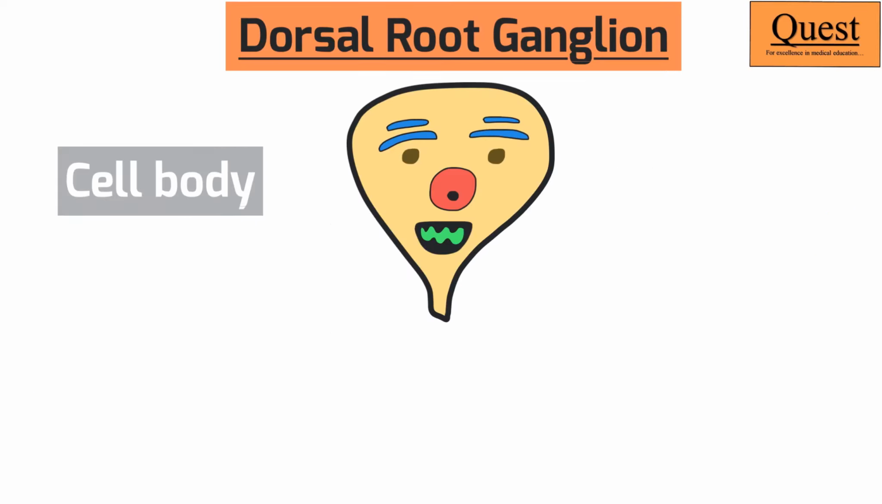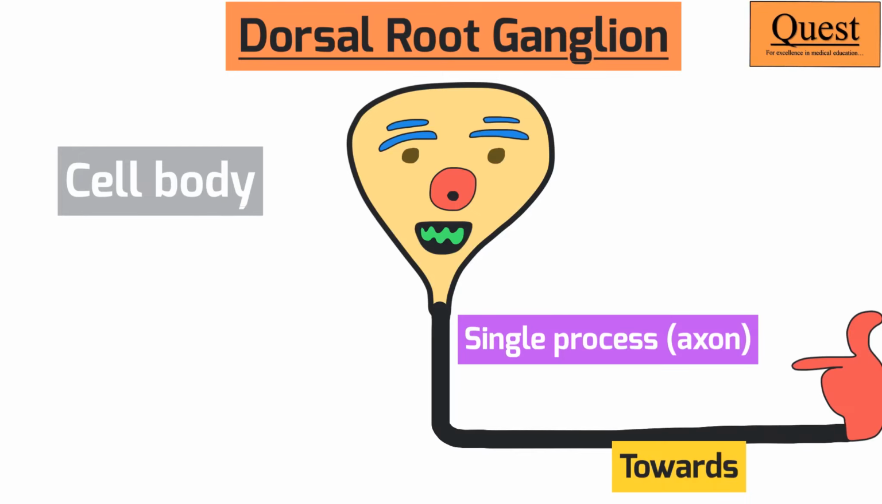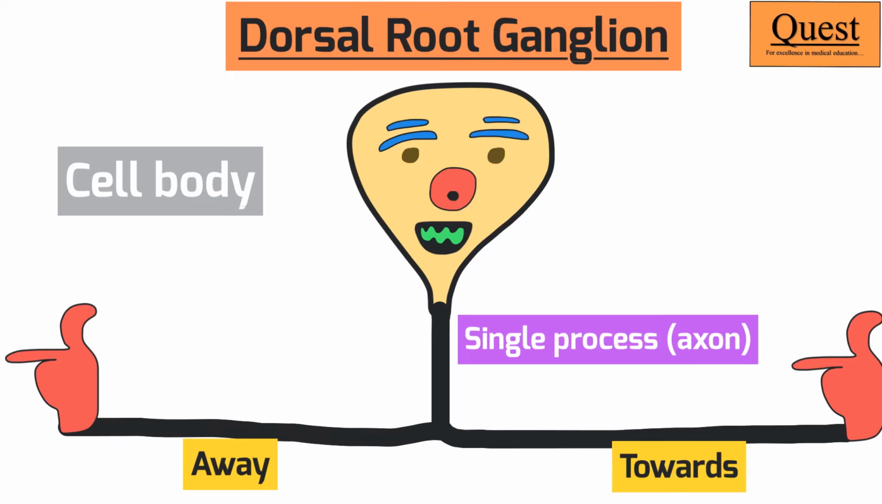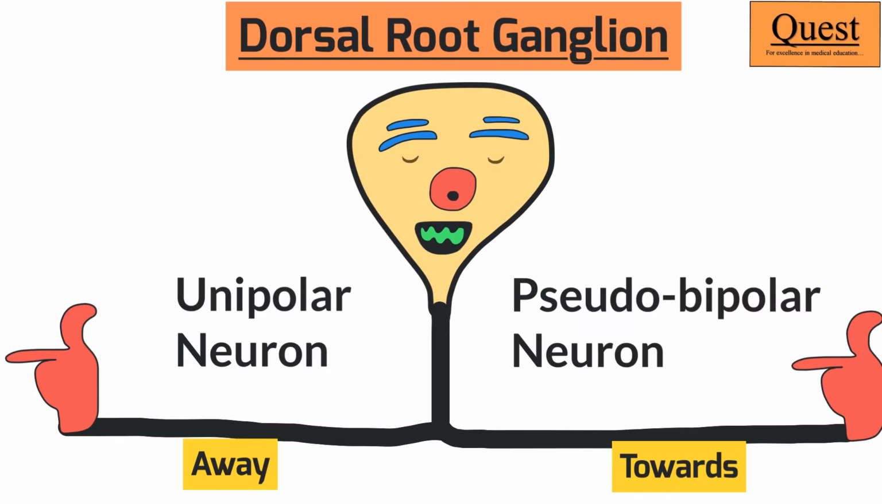Well, the arrangement of dorsal root ganglion cells is such that they have only one process that comes out. And this single process further divides into two parts. One part which brings the impulse towards the cell body and another part which sends the impulse away from the cell body. Such a typical neuron is known as a unipolar neuron or a pseudo-bipolar neuron.